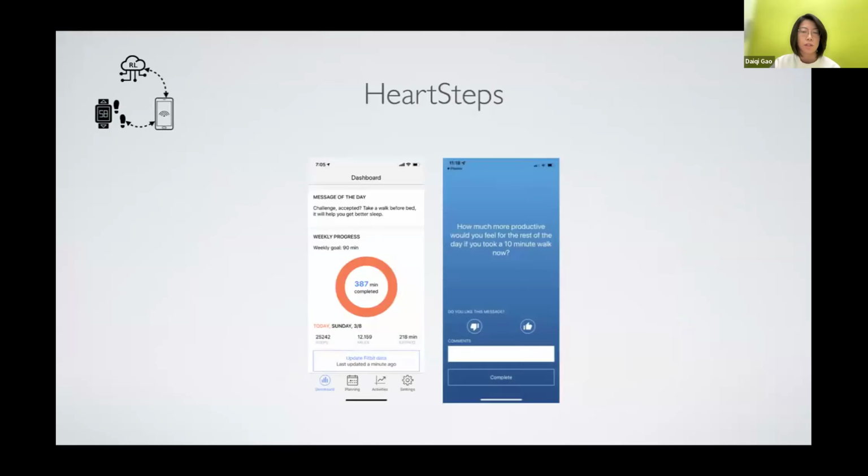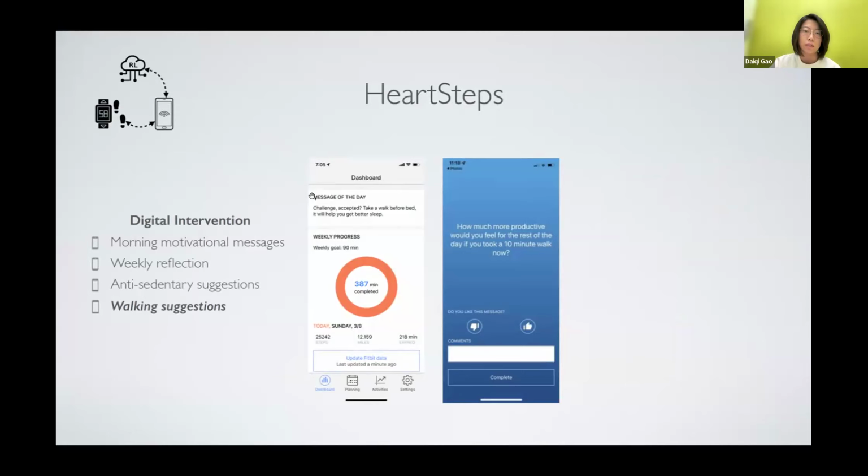So HeartSteps is such a digital intervention that focuses on physical activity. There are multiple components of digital interventions, including message of the day, weekly goal setting, and anti-sedentary suggestions or walking suggestions. Anti-sedentary suggestions prompt the users to stand up and move around briefly for like 1 minute. And the algorithm is run every 5 minutes to detect whether a user has been sedentary for a while. Walking suggestions, on the contrary, encourage the users to engage in short bouts of physical activity, like a 10-minute walk.